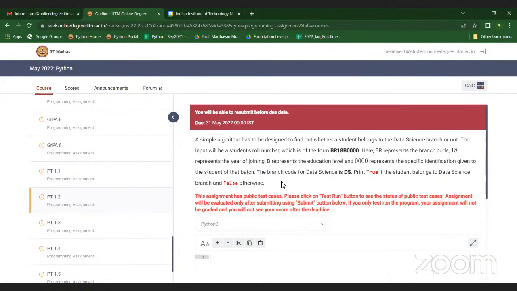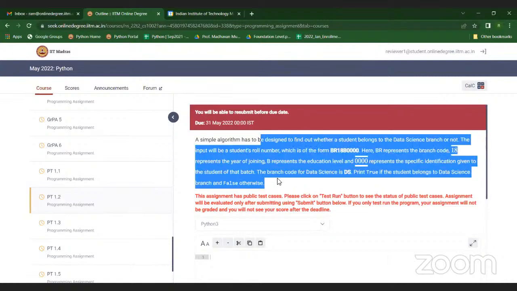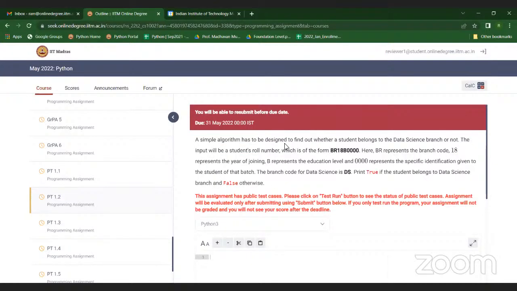Okay. So we'll move on to the PT 1.2 problem. An algorithm should be designed to find out whether a student belongs to the data science branch or not based on his roll number.